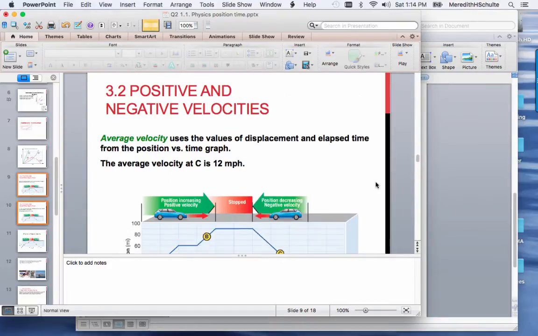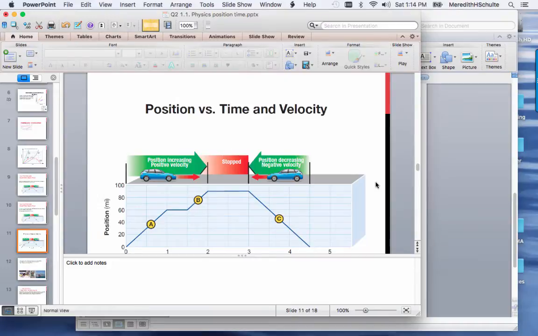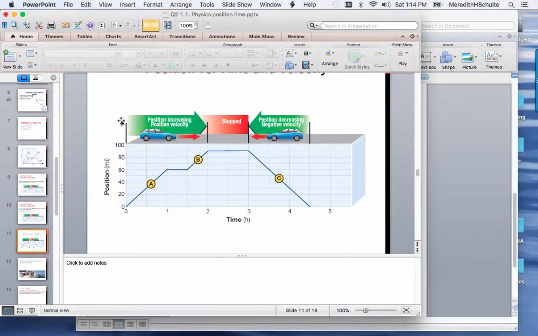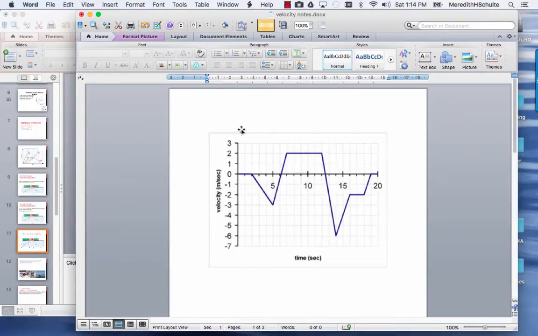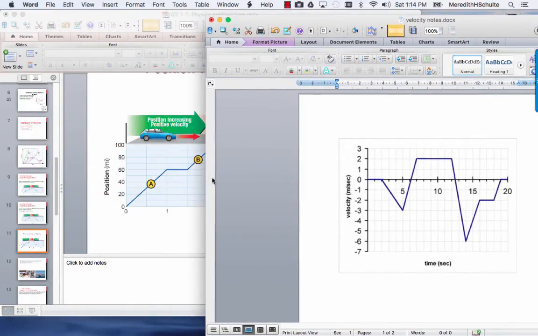Okay, so going into our velocity graphs a little bit, this is still a position time graph, but anywhere that the position is increasing away from position 0 is going to be a positive velocity, which means on a velocity graph, it's going to be up here above the x-axis.